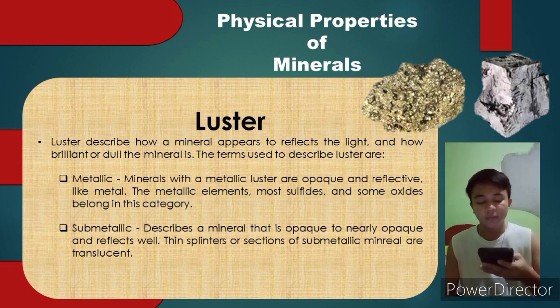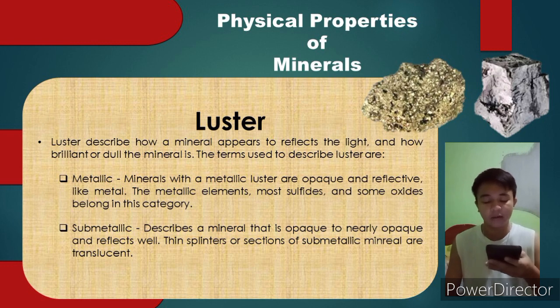Metallic. Yung mga kasama raw dito ay opaque o hindi tumatagos yung liwanag sa kanya at nababounce back niya yung liwanag o reflective. Mga sulfide or may element ng sulfur at ibang oxide ang kabilang rito. Second, submetallic. Sa submetallic, ito naman yung hindi tumatagos hanggang sa kaunting tumatagos yung liwanag at nakakapag-bounce ng liwanag ng maganda. Maliit na bahagi lang nito ay mapapasukan or maaaring daanan ng liwanag.